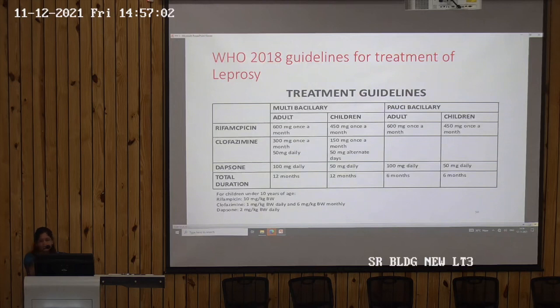Dapsone and clofazimine daily, and 150 milligram monthly for clofazimine. Paucibacillary, you have two drugs, rifampicin and dapsone: 100 milligram daily and 600 milligram once a month of rifampicin. That is given for 6 months, while the multibacillary regimen is given for 12 months. ठीक है? So this is the regimen.